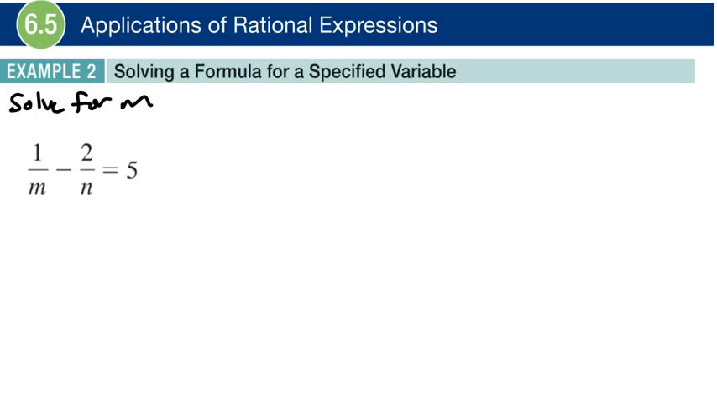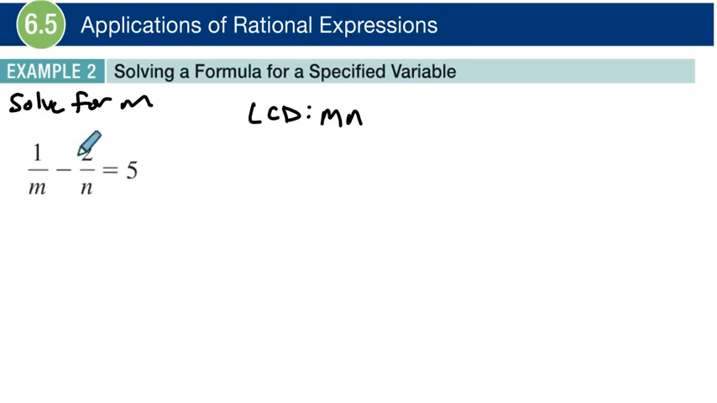Example number 2 here, we're going to go ahead and solve for our specified variable, m, and then we'll go from there. All right, great. So first of all, when we're going to add or solve things with fractions, it's nice to get rid of the denominator. So we first find our lowest common denominator, and basically it's just going to be multiplying those two together. So it's going to be mn.